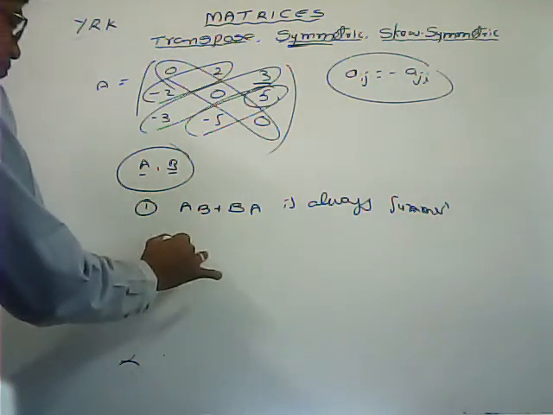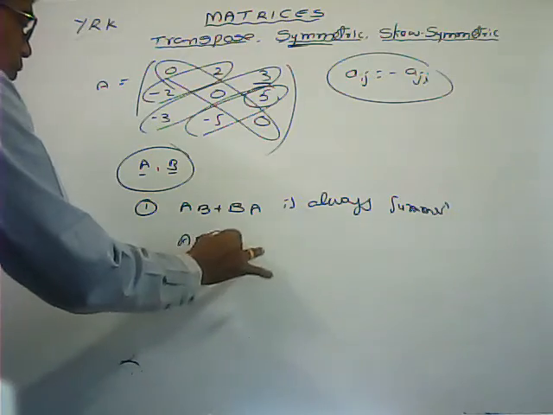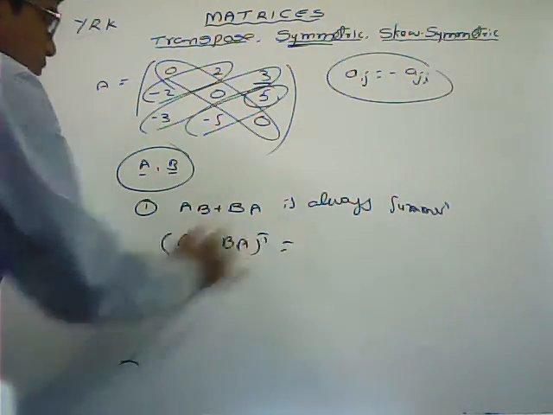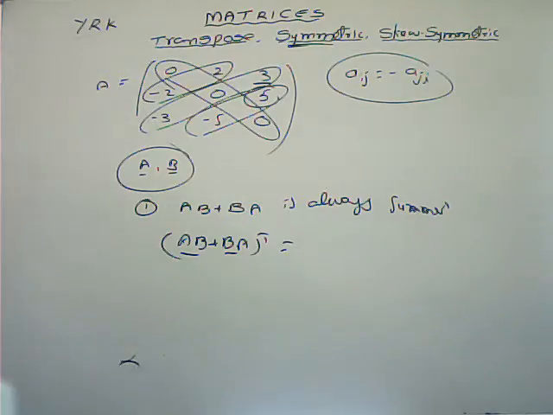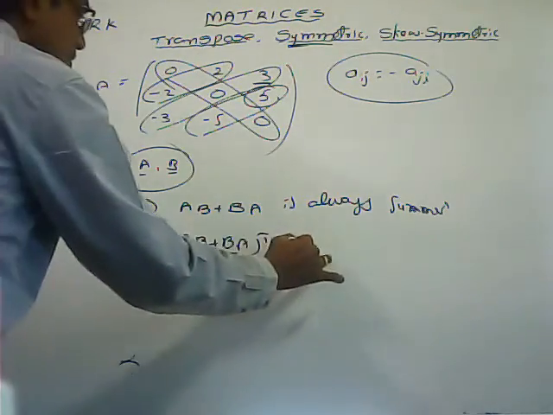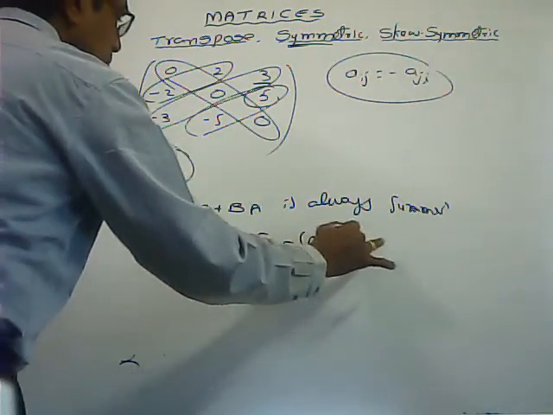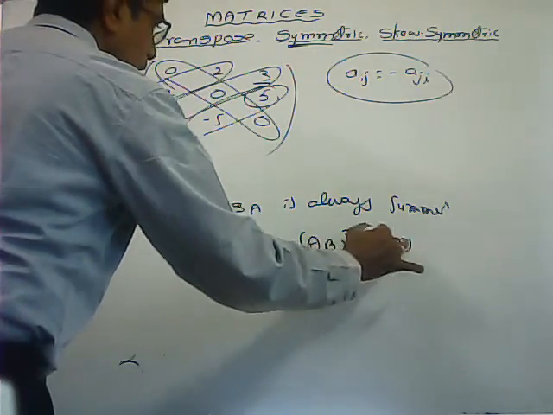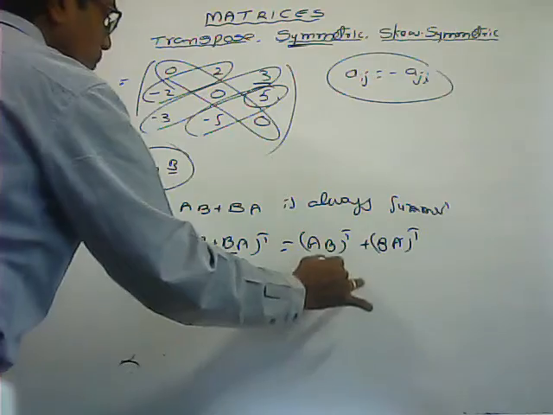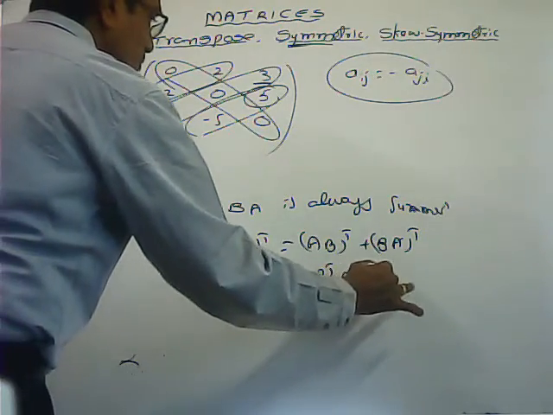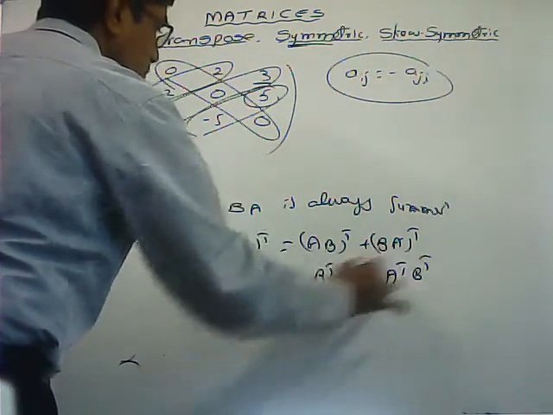Here you can see AB plus BA whole transpose is equal to A plus B whole transpose, which we can write as A transpose plus B transpose. In the place of A, here AB is there. AB whole transpose plus BA whole transpose, and A into B whole transpose we can write as B transpose into A transpose plus A transpose into B transpose.